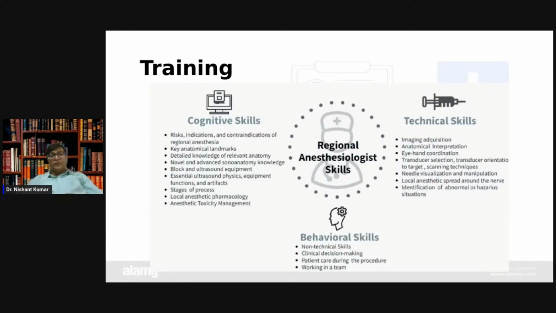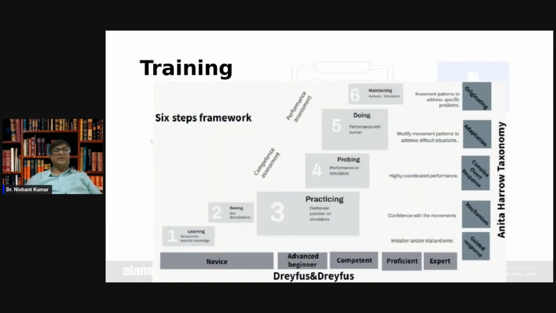Now, coming to training, it is not just learning the skills. So, we should have the cognitive skills, we should have the behavioral skills, and then we should have the technical skills. So, it's not only the technical skills which are important. The cognitive skills and the behavioral skills are as important, and all these have to be taught to the trainees.